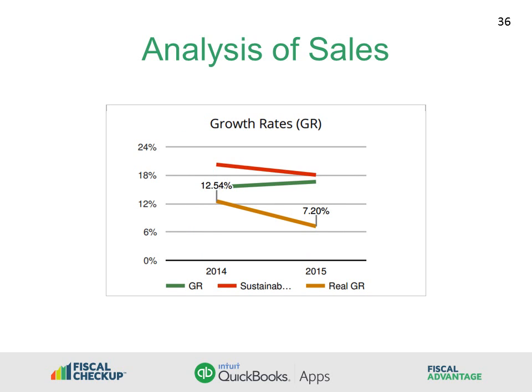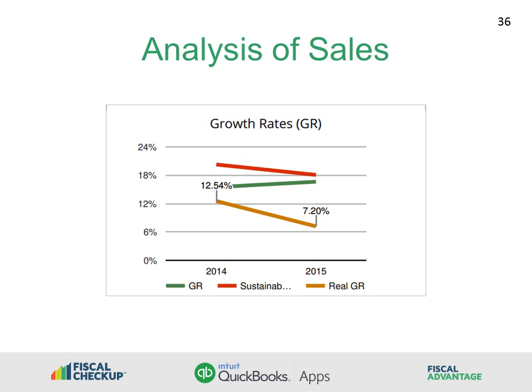In the chart, the green line is the actual growth rate, measuring the change in sales year over year. Note the sales growth trend is positive, but the mustard-colored line is the real growth rate, which is half of the assumed growth rate in 2015, and it's trending down.